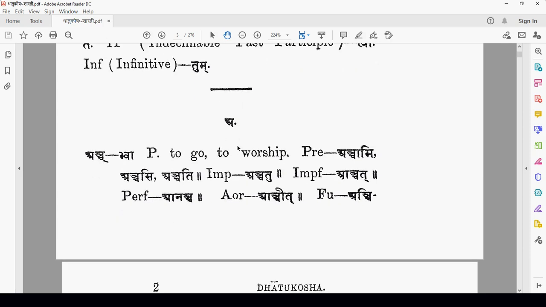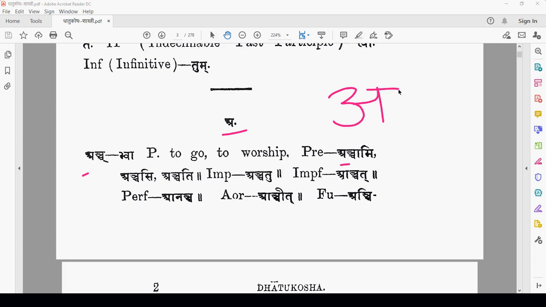I don't know whether I have shown this dictionary here before. It is written like this. This is a little bit old book with old Devanagari, a little bit older script, but not much difference. Some of the letters are different. It starts alphabetically.